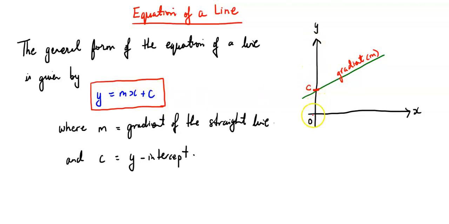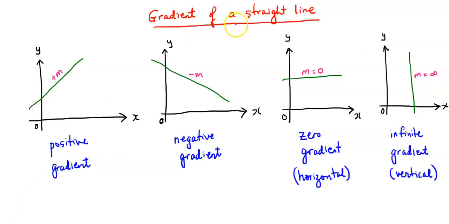Alright, so we have our graph here: x-axis, y-axis, origin. We have our line here, and our graph is cutting the y-axis at this point here. So this is the y-intercept, and the gradient, remember, is defined as the measure of the steepness of the slope of the line. In other words, how steep this line is, that's the gradient. Okay, so, gradient of a straight line.